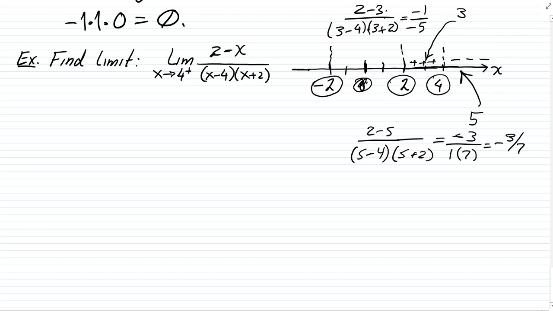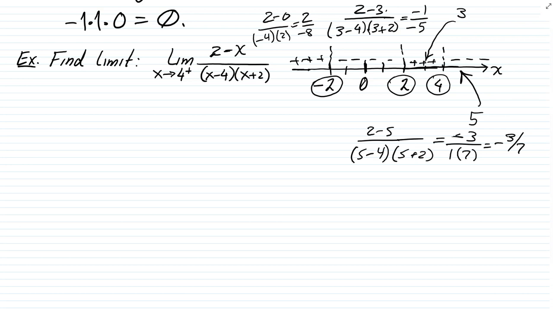Another good test point is 0 here. Right? So let's try 0 for our test point. 2 minus 0 is 2. And 0 minus 4 is negative 4 times 0 plus 2 is 2. Negative 8. Positive by negative is negative. So this will be negative, positive, negative, positive alternating. So you can kind of see how this alternates. Typically, if the factors are not repeated, these will alternate. Now, this is going to make our lives so much easier.